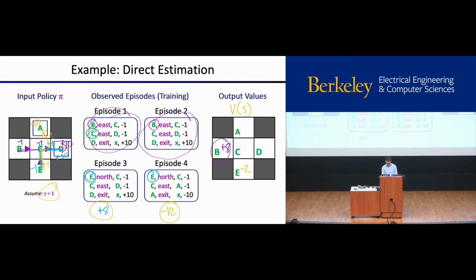Here, let me clear this out. This is a little risky. We'll clear it all out. This was a +8. This was a -2. Okay, so now we have to select all the episodes that have a C in them. Here's a C. Here's a C. Here's a C. Here's a C. So we're adding up. What are we adding up? The values from C till the end. Yeah, so the reward values like -1 plus 10.